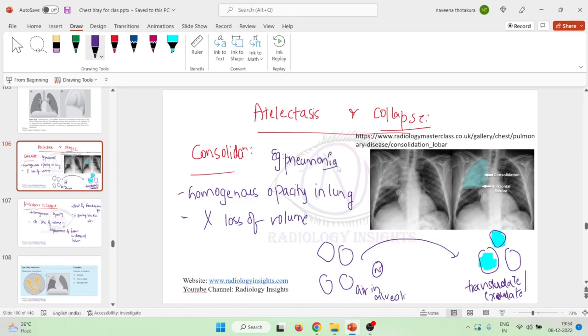And remember one more important thing about this. If you see this, it is definitely pneumonia. This picture is derived from this website. Please link into that website for this picture. So for consolidation, we have pneumonia. An example of consolidation is pneumonia, definitely. Here it is homogeneous opacity of the lung. There is no loss of volume, that is, the volume of the lobe is completely normal.